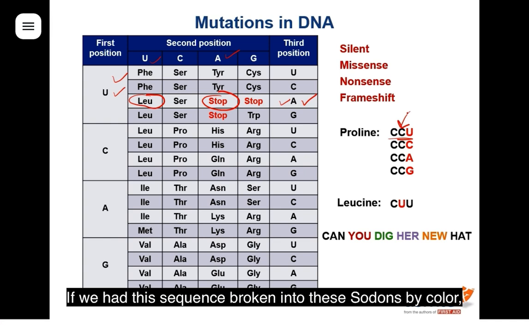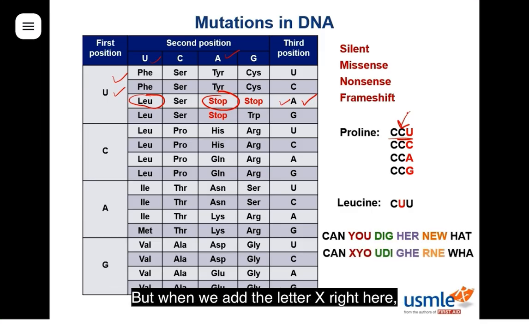If we had this sequence broken into these codons by color, we have a sentence, "Can you dig her new hat?" But when we add the letter X right here, all of these codons will be shifted over and will now code for something different. So unlike a missense mutation, where you have one different amino acid, now you have a whole lot of different amino acids. This usually causes a similar amount of damage as nonsense mutations, but in some cases can be dramatically worse. Can you think of why?